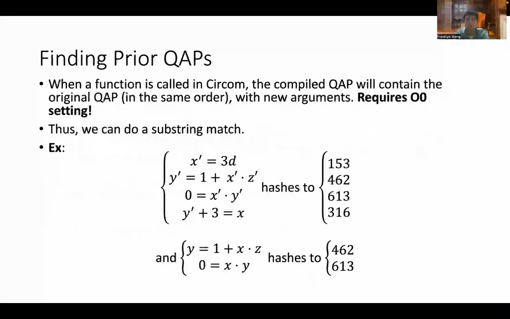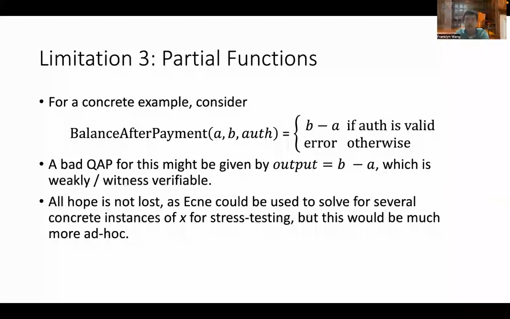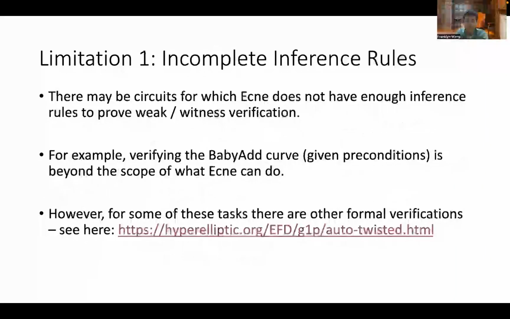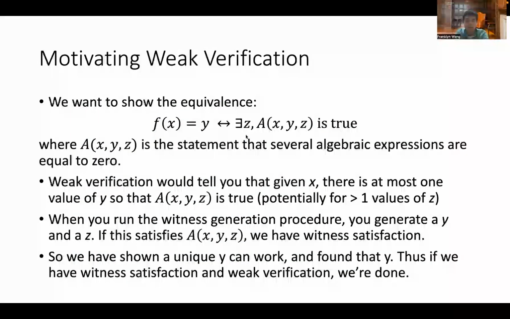So in the case of partial functions, there's just no way to prove witness satisfaction. So in these cases, you'll need some kind of strong verification, or you can use this ad hoc method where you try to solve concrete instances of X. Yeah, you either check equivalence or you do ad hoc testing. Okay. One other reason I want to elaborate on is that we want to show that this is true for all X, all valid numbers X, not just valid authentications, right?